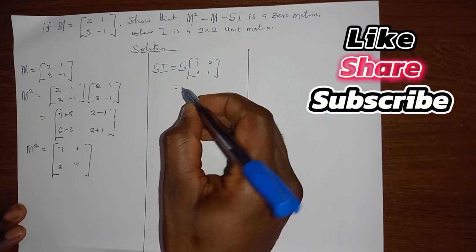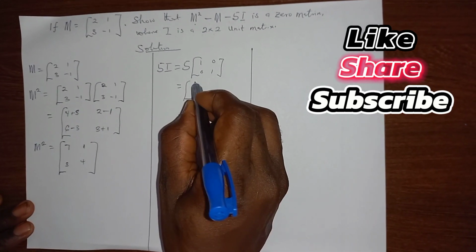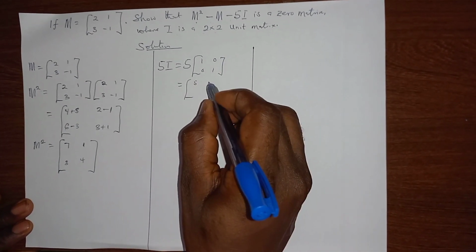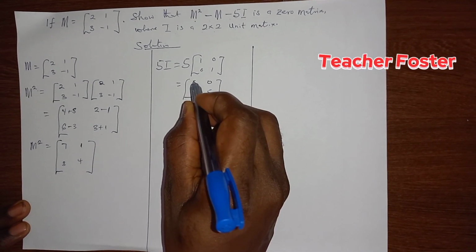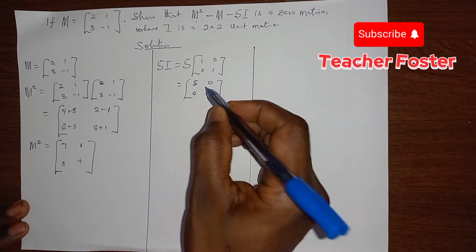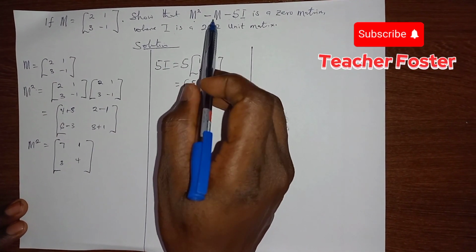So this will give me 5 times 1. I'm multiplying everything by 5. This also gives me 0, this will give me 0, and this will give me 5. So now I have written my 5I as this. Now I can come back to show this.